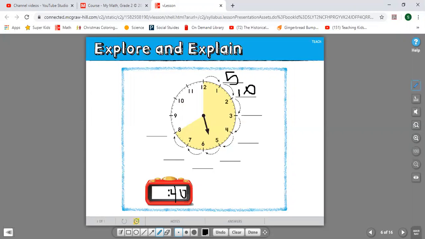All right. And my minute hand should point directly at the 8. And my hour hand is right here. Okay. Halfway between the 5 and the 6. So that would mean it is still 5 o'clock. So we would have 5:40. All right. Okay. Hey, good job there.